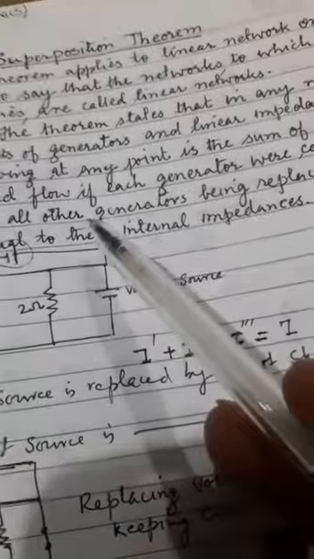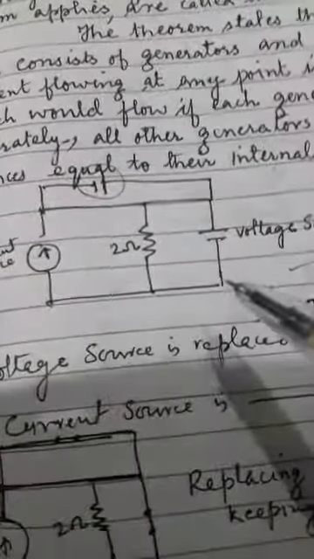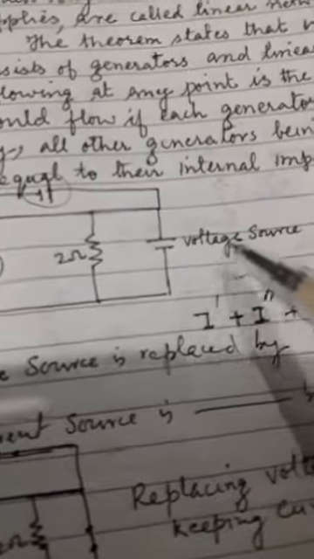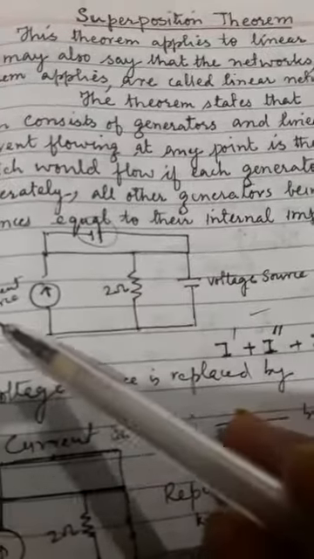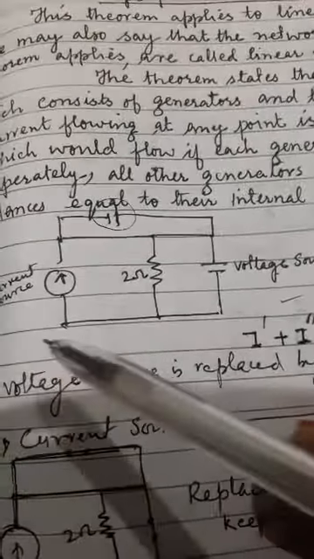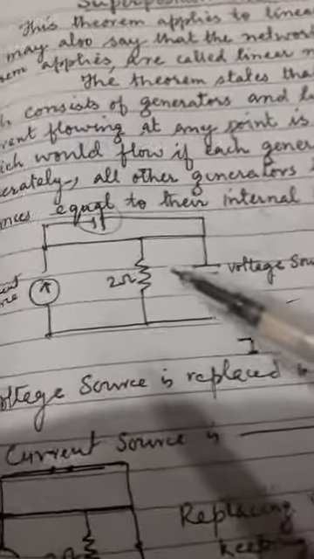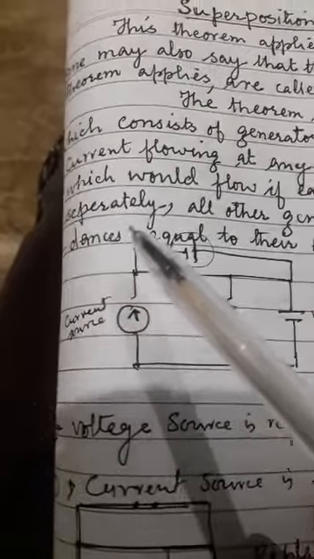The sum of the currents is equal to the sum of the currents which would flow if each generator were considered separately. You take this voltage source first, then the next voltage source, then the next. You have to take them separately. Voltage sources and current sources work as generators in the particular network, and you have to take them one at a time.